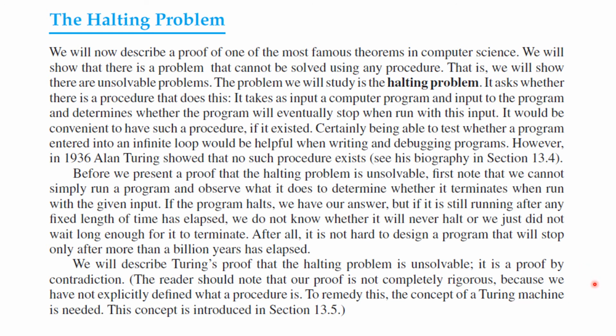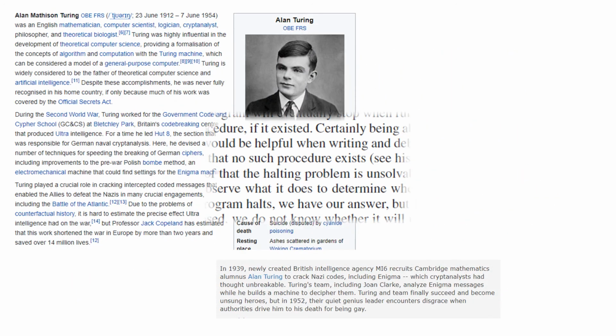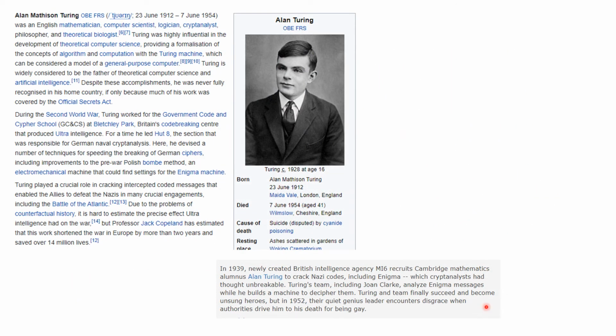It's a proof by contradiction, and we do have to use the concept of a Turing machine, so we're going to discuss this before the proof. Here are some biographical things. He's a very interesting fellow. I'm skipping that in the interest of time, but there was a movie called The Imitation Game, about one of Turing's greatest triumphs, cracking the code during World War II.